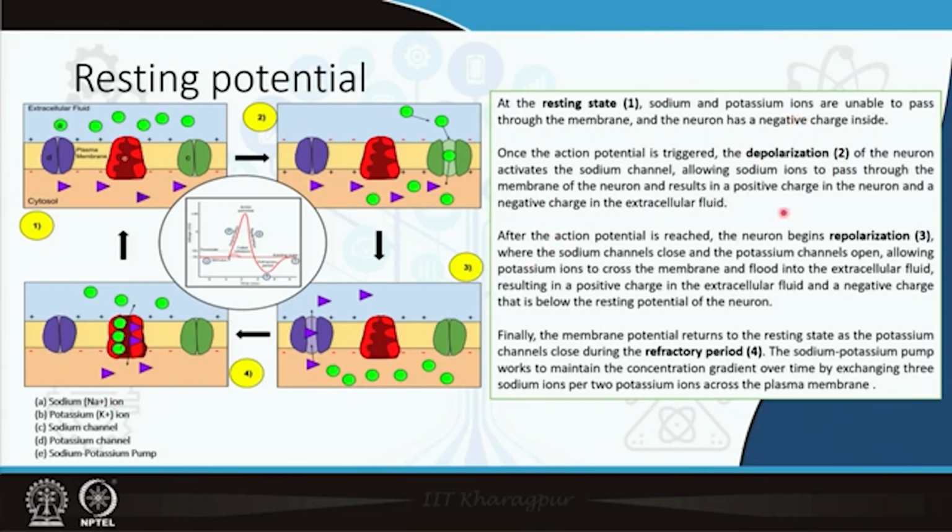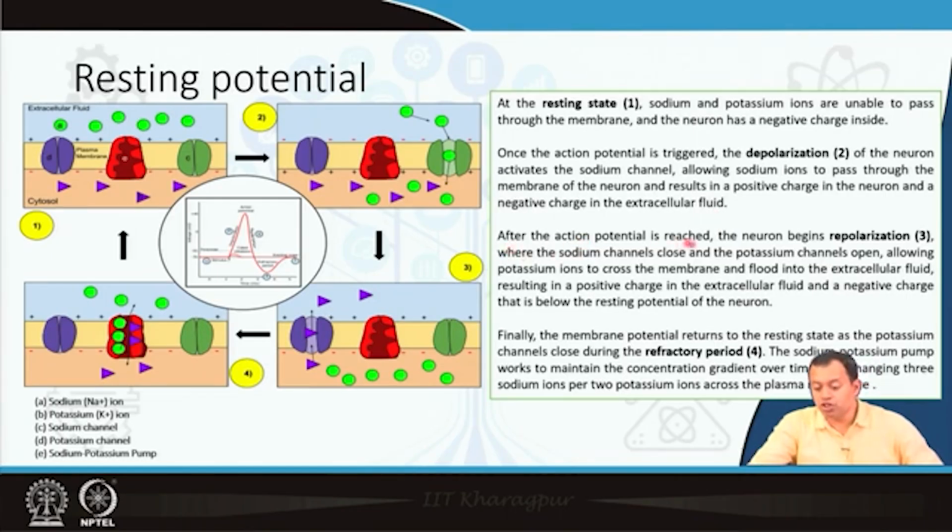Previously the neuron was negatively charged, now there is an amount of positive charge in the neurons and a negative charge in the extracellular fluid. When you have negative charge and positive charge opposite, you understand there is a potential flow of electrons. And the flow of electrons is electrical current.